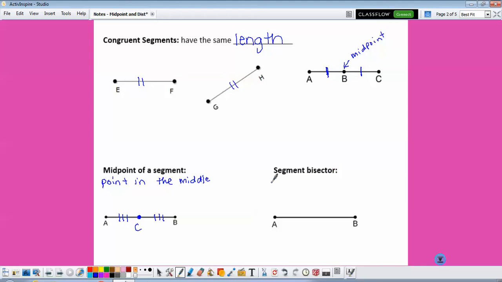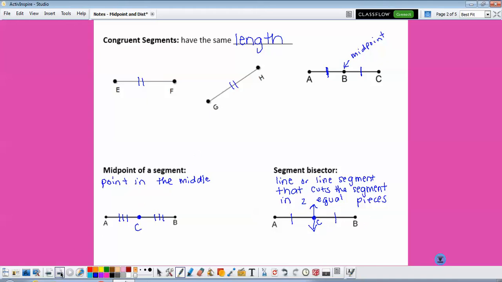A segment bisector is a line or line segment that cuts the segment in two equal pieces. So it goes like this. We know that AB is the same, A to this line, at point C. We would know that AC is congruent to CB.